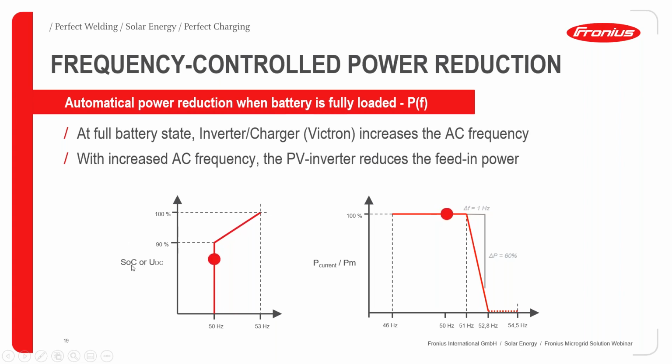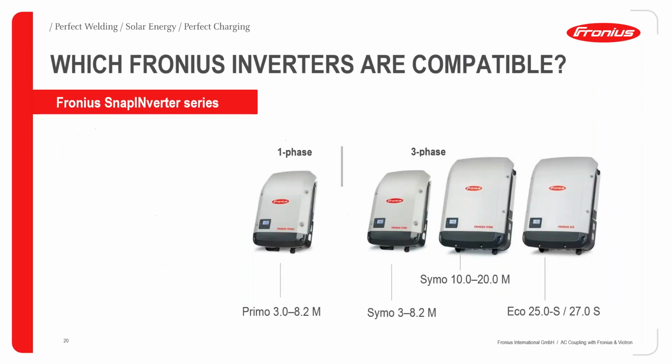As you can see, as the state of charge of the battery crosses 90% and tends towards 100, the battery charge reduces with, of course, the increase in frequency. This increase in frequency is generated by the Victron inverter. It sends the signal to the Fronius inverter, and this leads to a decrease in feed-in power to the battery and subsequent stoppage of charge when the battery is full.